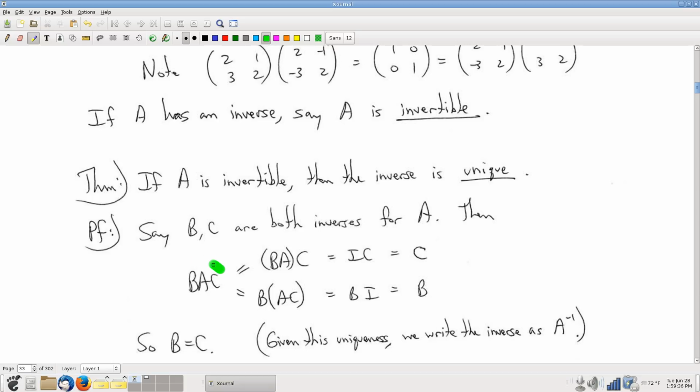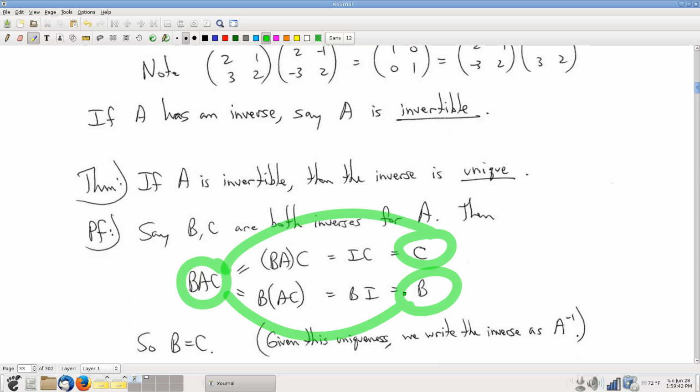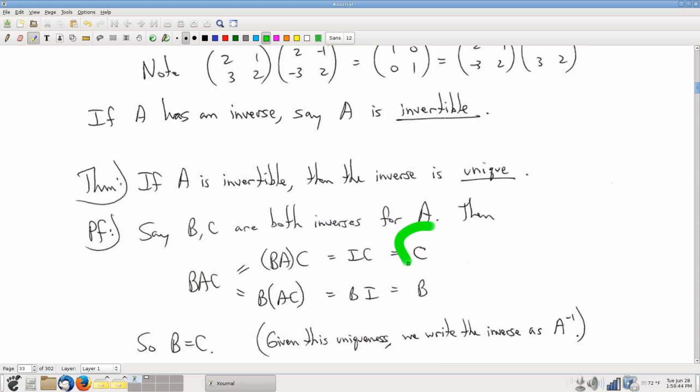So this thing that we don't seem to care about, the nice thing about it is, on the one hand, it's equal to C, and on the other hand, it's equal to B, and therefore, B and C are equal to each other, and therefore, as required, these 2 inverses that might exist, they have to be the same, and therefore, the inverse must be unique. Okay, lovely, clever little proof.